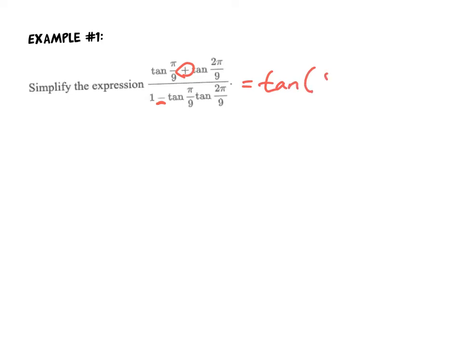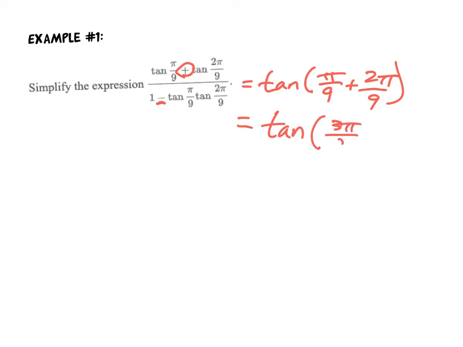Okay, so we can write this one as tangent of pi over 9 plus 2 pi over 9. And then we can keep simplifying. Tangent 3 pi over 9, which is equal to tangent of pi over 3. And we know that the tangent of pi over 3 is simply square root of 3.